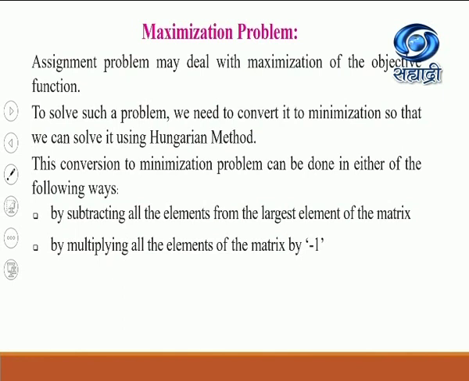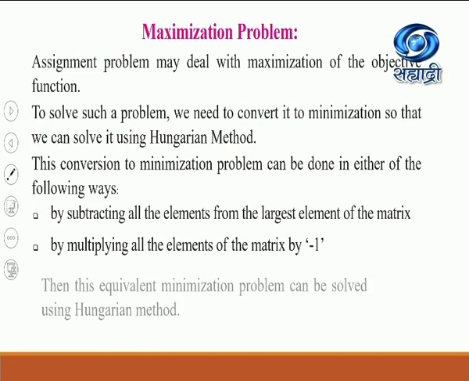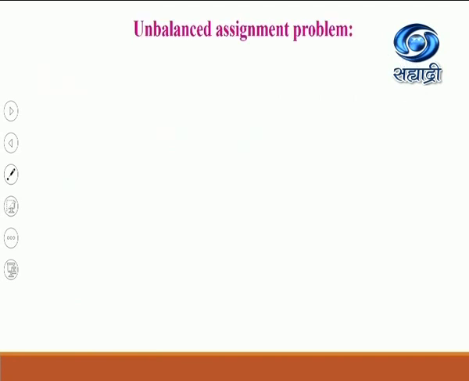First method is very simple. You will find out the largest element from the entire matrix, subtract all the elements from that element, okay, and then it will be turned to minimization, and by the usual Hungarian method we are going to solve it. Then this equivalent minimization problem can be solved by Hungarian method.